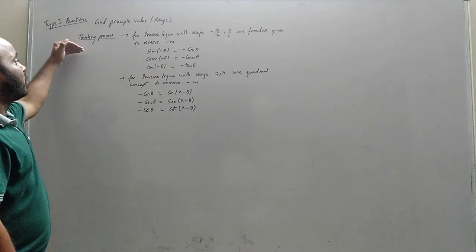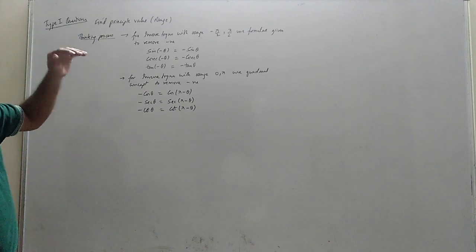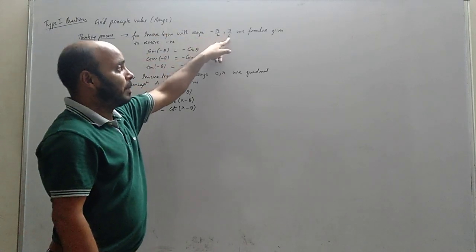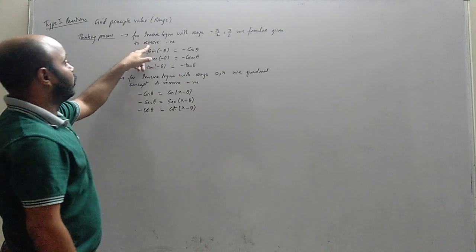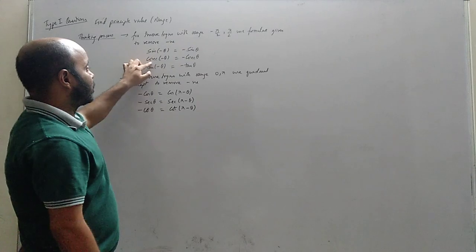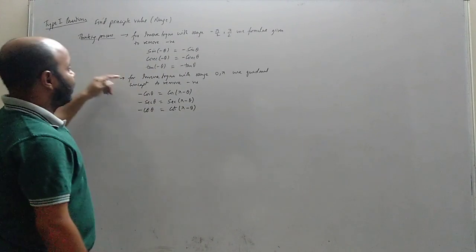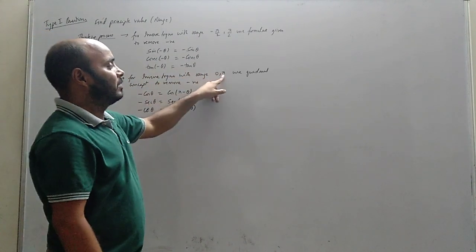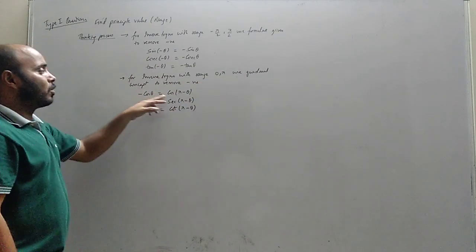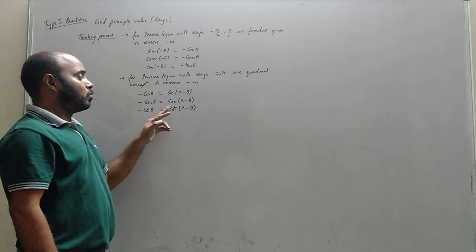Now, here we need to use a particular thinking process. I have written here thinking process. Listen carefully to what thinking process you have to use. First point, for inverse Trigno with range minus pi by 2 to pi by 2, use formulas given to remove negative. Sine of minus theta equals minus sin theta, cosec of minus theta equals minus cosec theta, tan of minus theta equals minus tan theta. Second, for inverse Trigno with range 0 to pi, use quadrant concept to remove negative. Minus cos theta equals cos of pi minus theta, minus sec theta equals sec of pi minus theta, minus cot theta equals cot of pi minus theta.